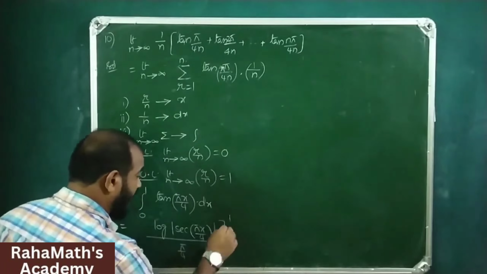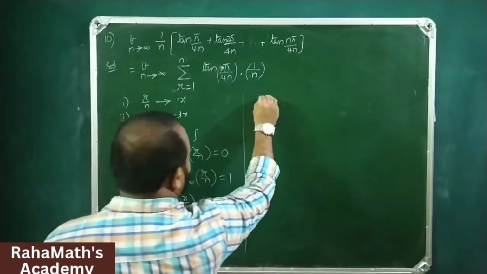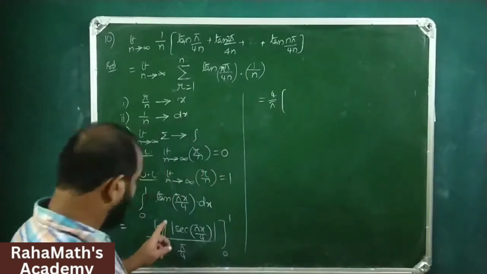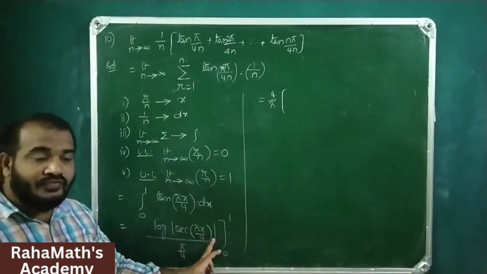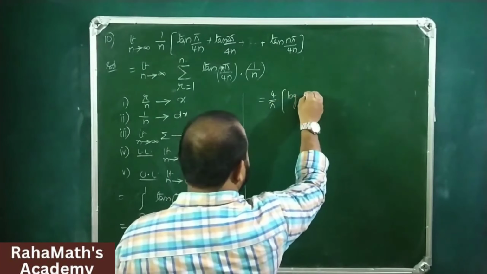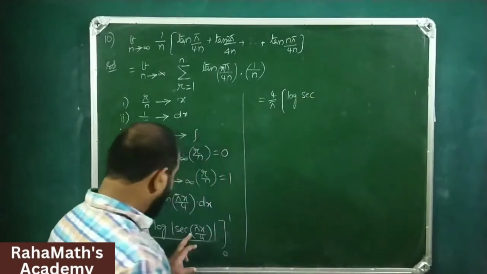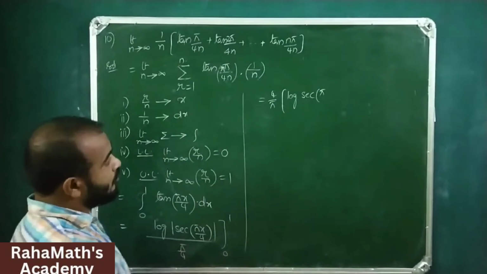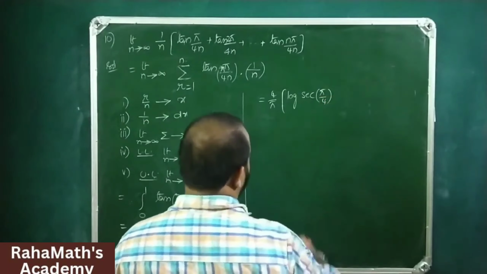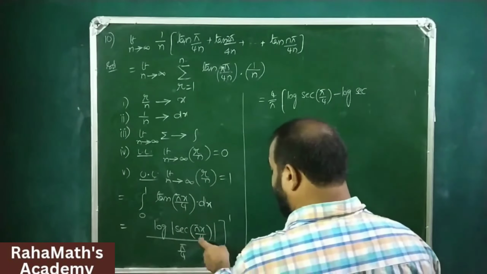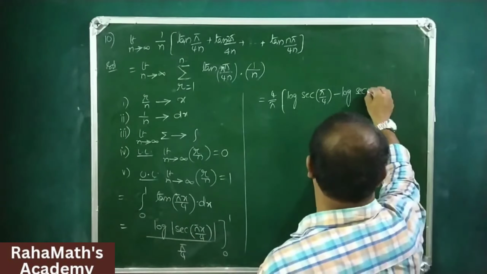So from 0 to 1, this will become 1 by pi by 4, which is 4 by pi. Now, since the process of integration is over, substitute the limits. Log secant pi x by 4, so pi by 4, pi into 1 by 4. So pi by 4 is the whole upper limit, minus the lower limit, log secant of pi into 0 by 4. So this is 0. This is equal to 4 by pi.